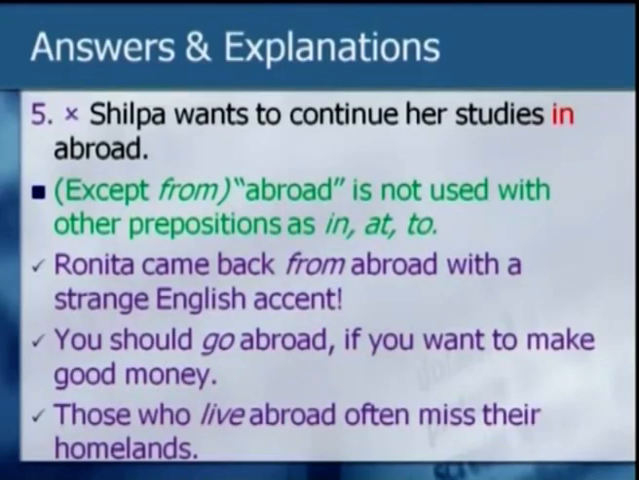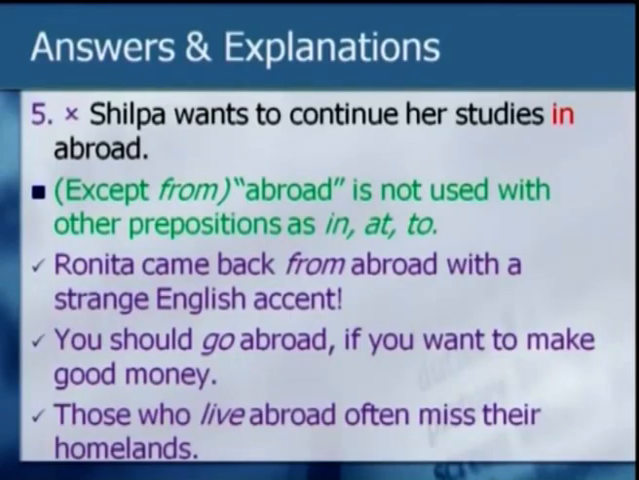Now, in this case, in abroad cannot be used at all. What are the prepositions that can be used generally? Except the preposition from, abroad is not used with other prepositions such as in, at, to. I am going to abroad, wrong; I am going abroad. I will be in abroad, wrong; I will be abroad. I will be at abroad, again, I will be abroad. So, these are inappropriate prepositions, but except from, abroad is possible. Look at the example given here. Ronita came back from abroad with a strange English accent. So, from abroad is acceptable.